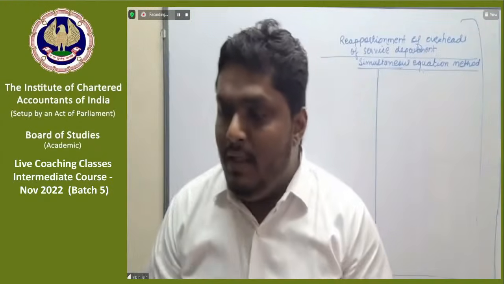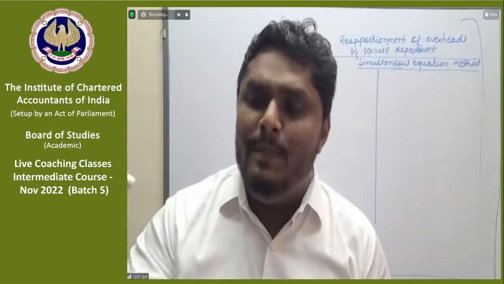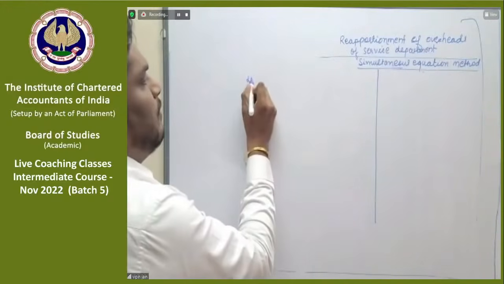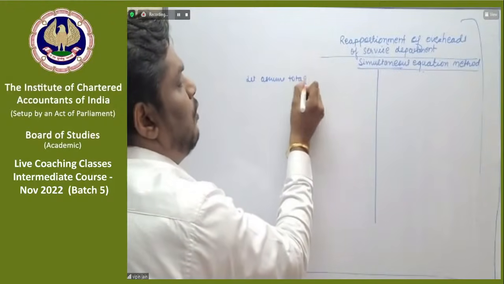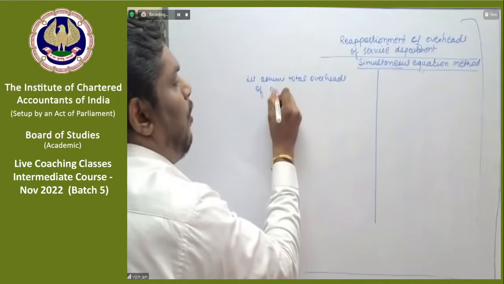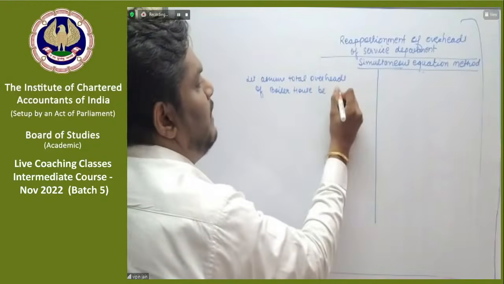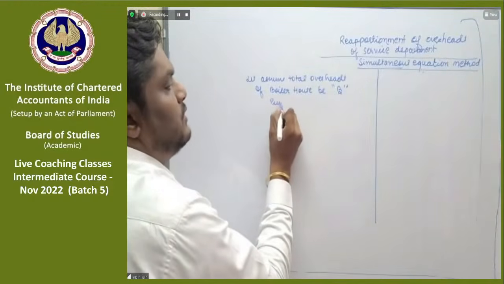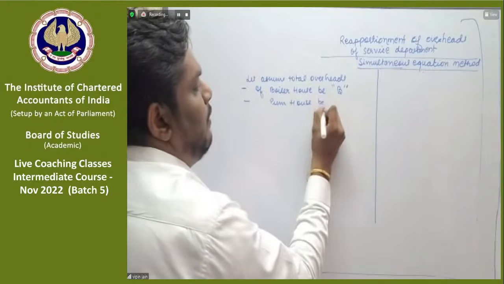So now the overheads of the boiler house is 3 lakh as given, plus certain percentage of overheads of pump house belongs to boiler house. So let's assume total overheads of boiler house B and pump house P.